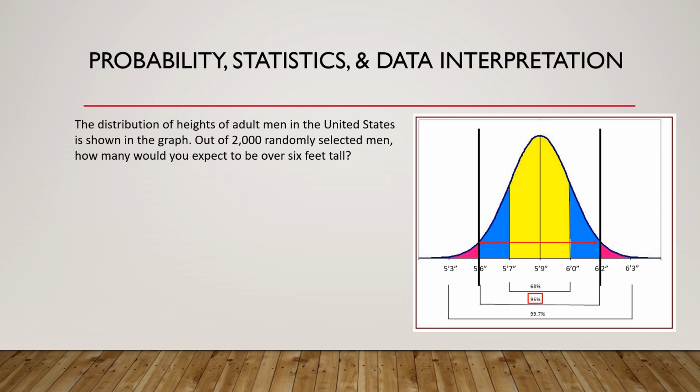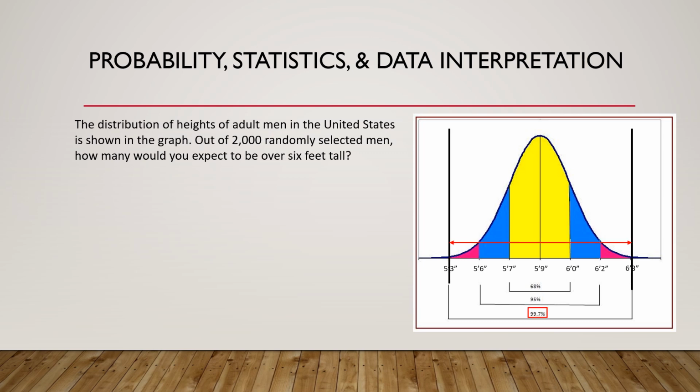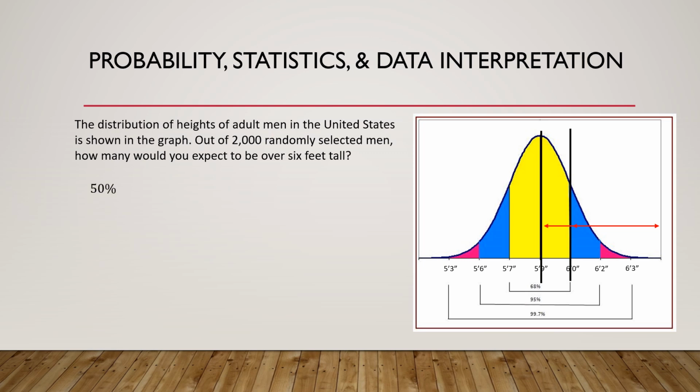Also, 95% falls within 2 standard deviations of the mean, in this case between 5 foot 6 inches and 6 foot 2 inches. Finally, 99.7% falls within 3 standard deviations of the mean, in this case between 5 foot 3 inches and 6 foot 3 inches. To find the percentage of adult men over 6 feet, we first observe that half are over 5 feet 9 inches. Then we need to remove that portion of the first standard deviation.